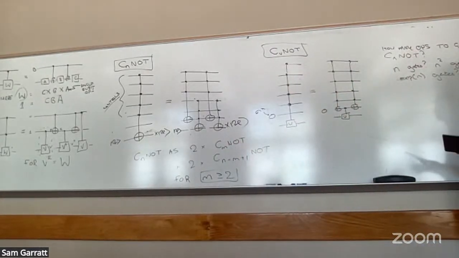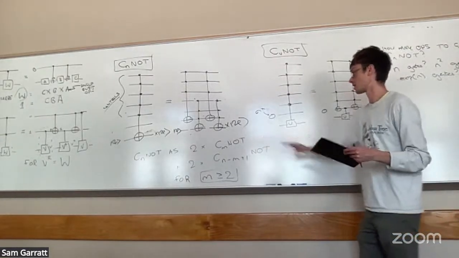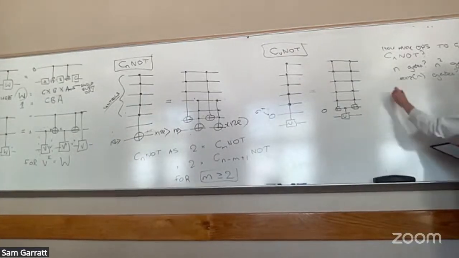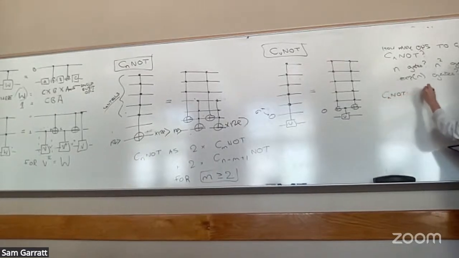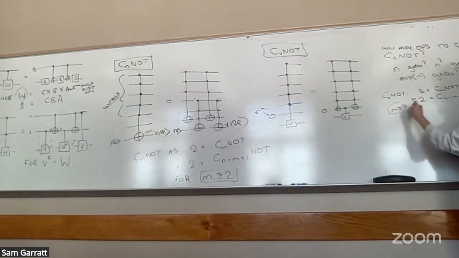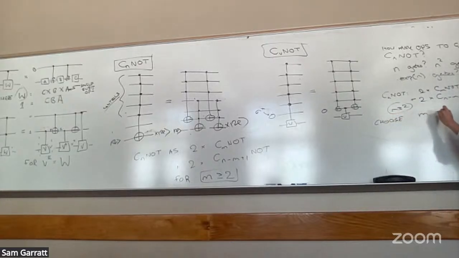So what we're instead going to want to do is ask, what's the cheapest way to do this, right? And so we can get an idea of the scaling just from this analysis. Okay, so let's do C^N NOT. Recall that C^N NOT breaks into 2 C^M NOTs and 2 C^(N-M+1) NOTs. So for any M greater than or equal to 2, we'll choose M equal to the floor of N over 2, the largest integer below N over 2.